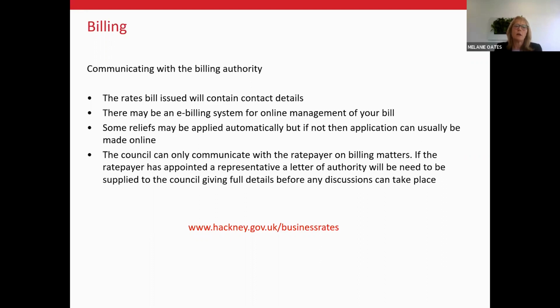Just to note that the council, the billing authority, will only be able to communicate with the ratepayer on matters. So if you have an agent acting on your behalf, they would not be able to contact the council to sort out any billing matters unless you gave them specific authority to do that. They'd have to have a letter of authority that would then need to be produced to the council so that they could act on your behalf to speak to the council about these matters. But otherwise, the council will not be able to speak to anybody other than you as the ratepayer to sort out any issues with regard to your bill.